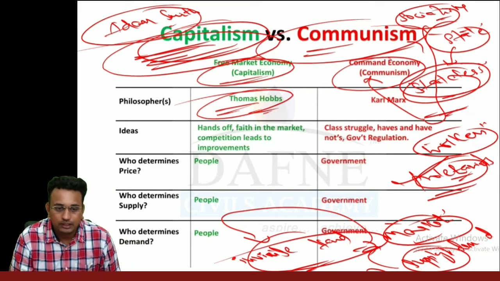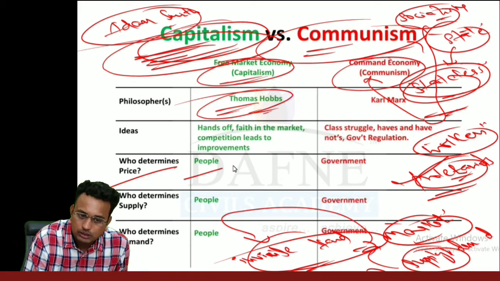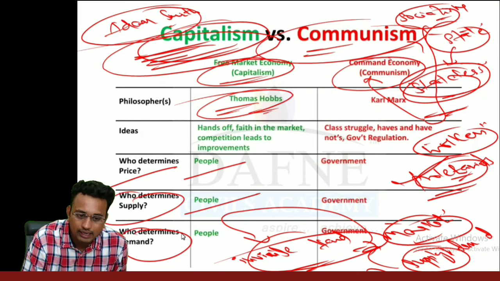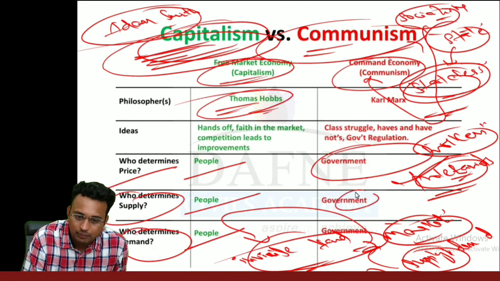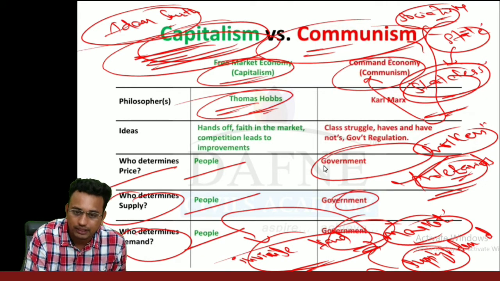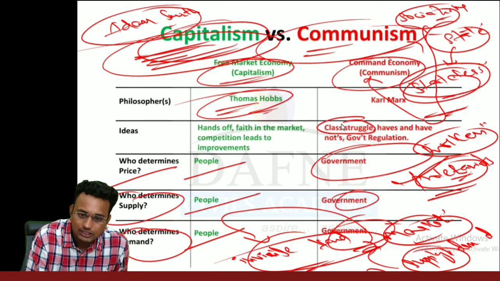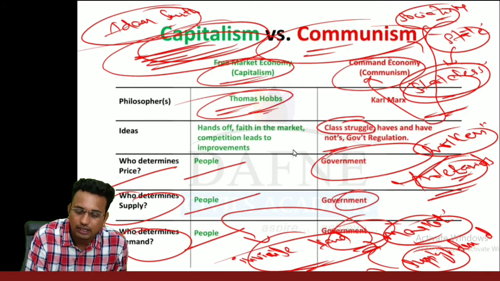Invincible hand. Okay, so who determines the price? People. Again, supply, people, the demand, people. But here you have everything being controlled by the government. It is the state. Okay, and this word, the class struggle, haves and have nots, the government regulation and all.